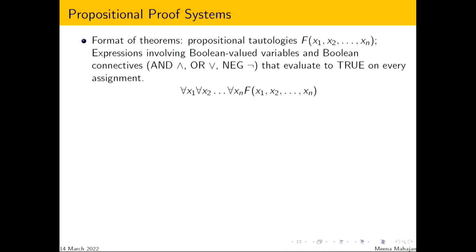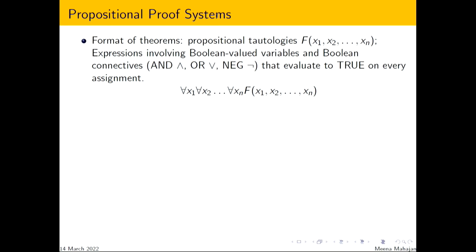So propositional proof systems are what Steve Cook was talking about in the 70s. At some point I moved from formats to systems, it's really the same thing. A proof system is a format for writing a proof in which you specify how to write the theorem and what inference rules you can use. So the format of the theorems in this setting are tautologies, propositional tautologies.